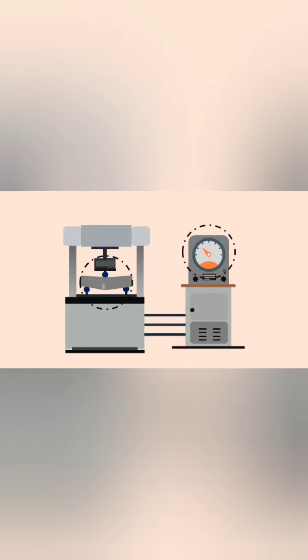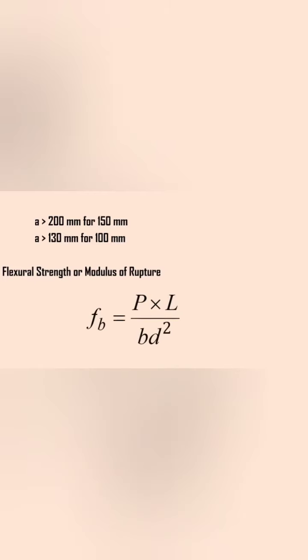Finally, note down the load at which the cylinder fails by developing cracks. Now, measure the distance between the line of fracture and the nearest support. Consider this as A. If A is greater than 200 mm for a 150 mm specimen and 130 mm for a 100 mm specimen, then the flexural strength or modulus of rupture, Fb, is calculated by the equation Fb is equal to P into L divided by B d square.